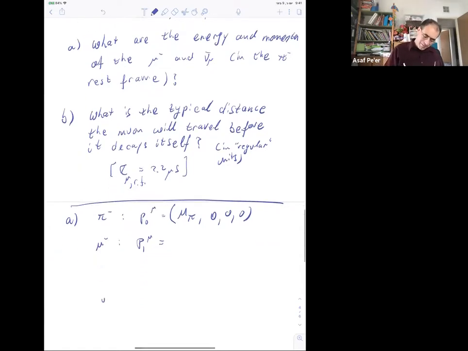We have a pion in the rest frame that decays into a muon and a neutrino, right? We're in the rest frame, so I can choose a direction. Let's say that the muon is moving in the z direction. So the four momentum of the muon, how do I write it?